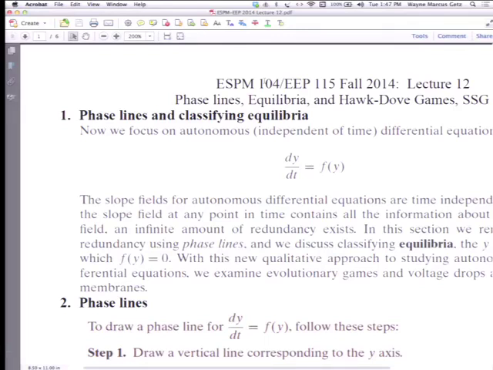I expect you to know that an equilibrium is stable if the derivative of the function evaluated at the equilibrium is negative. It's unstable if the derivative is positive. Because we've talked about that from day 3 onwards. Just about. Yeah. Anything else?